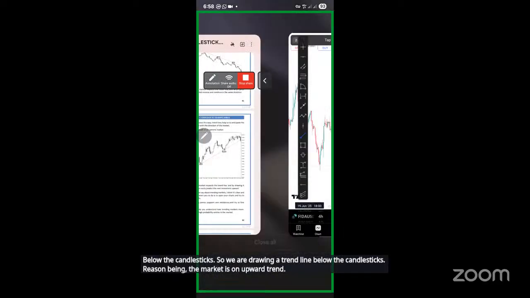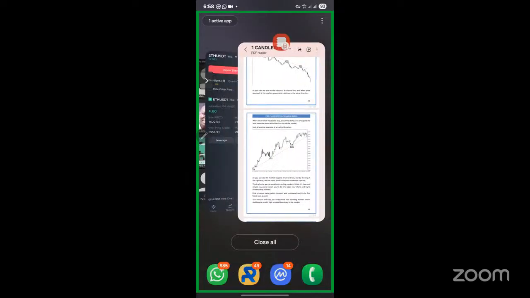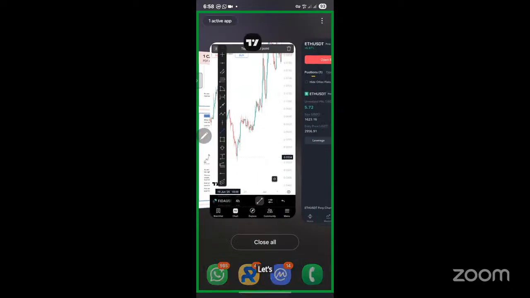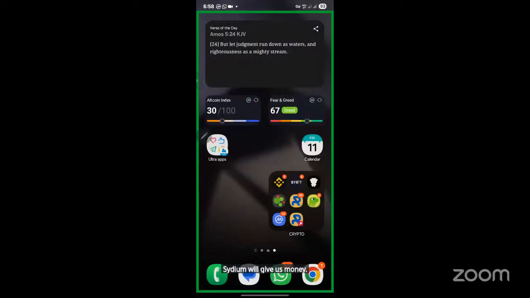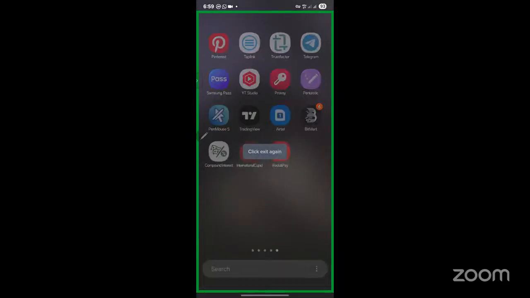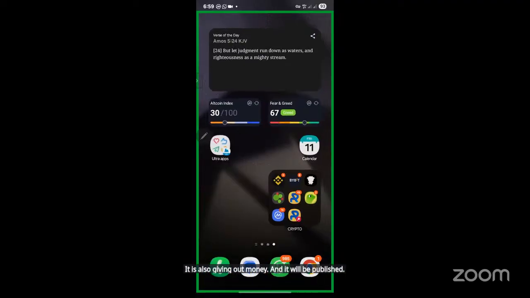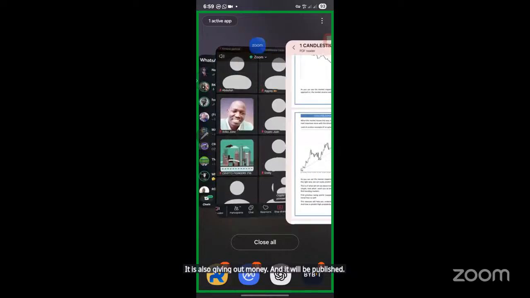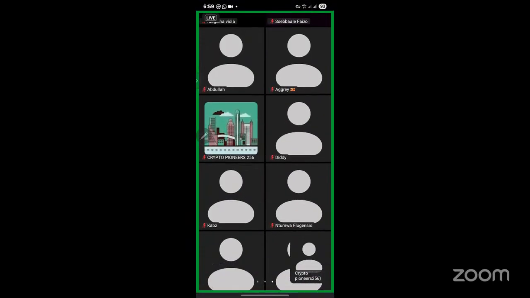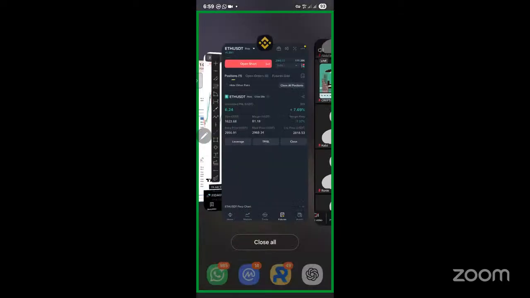Let me see how many people are here. Ethereum will give us money. Don't hesitate to trade it. It is also giving out money, and it will be bullish. Ethereum will be bullish. Let me see how many people are here. Only 20 people, but it is okay.